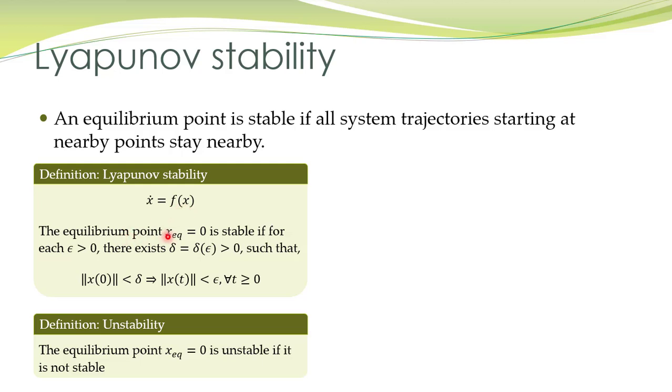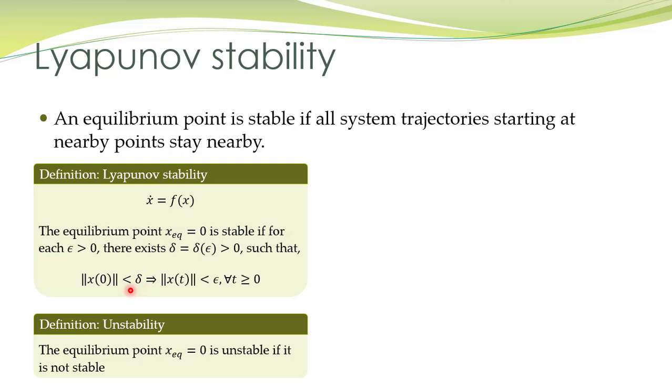The equilibrium point at origin is said to be stable if for each epsilon greater than 0 there exists a delta greater than 0 such that this expression is satisfied. This definition needs further explanation, so let's talk about these expressions in more detail.